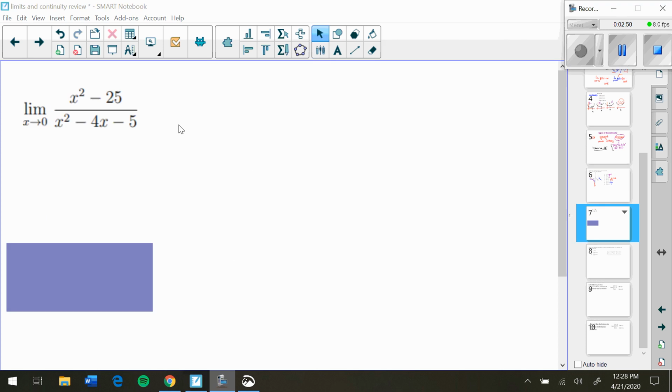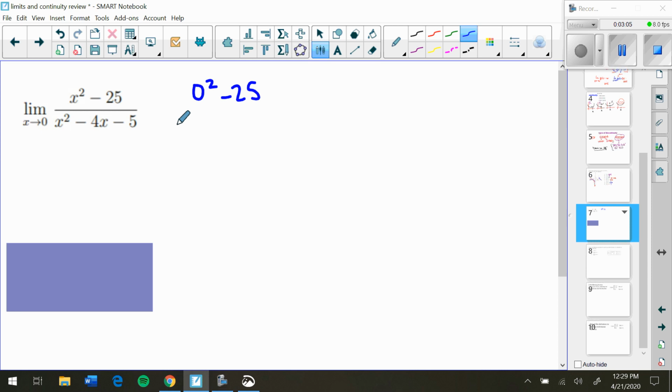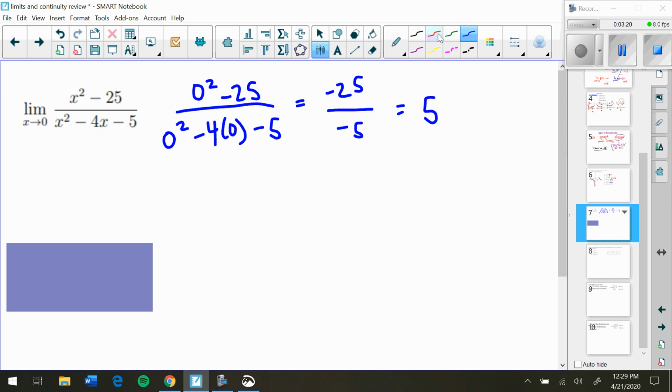Next problem, solving a limit algebraically. So this first one, limit as x approaches 0 of the following function. So we look at what we got, and our first step is always just plug in that value. So we got 0 squared minus 25 all over 0 squared minus 4 times 0 minus 5. If I simplify, I get negative 25 all over negative 5, or a final answer of 5. Because we got a number, we are happy and we're done.